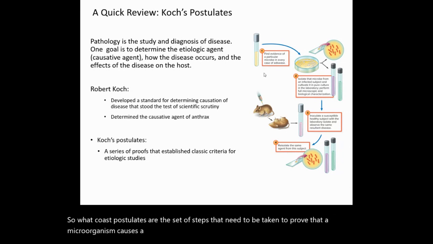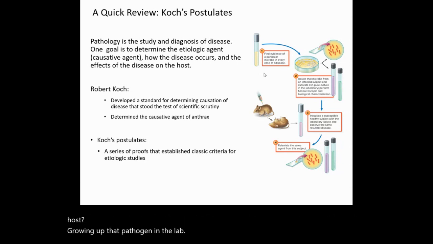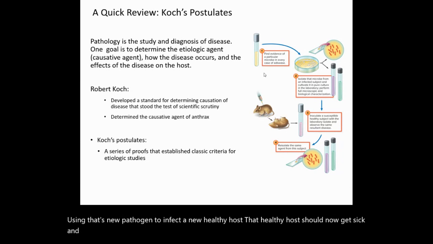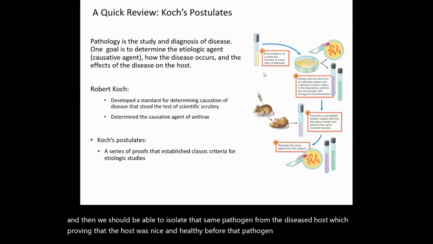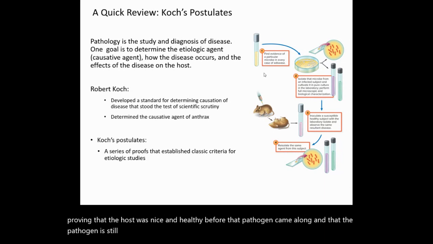a disease. And so it starts with isolating the pathogen from a diseased host, growing up that pathogen in the lab, using that new pathogen to infect a new healthy host. That healthy host should now get sick, and then we should be able to isolate that same pathogen from the diseased host, which is proving that the host was nice and healthy before that pathogen came along, and that the pathogen is still there at the end of the disease, showing that it was responsible.